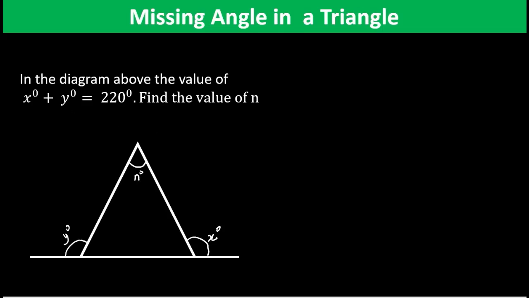We have this question. The question says that in the diagram below, the value of x degrees plus y degrees is equal to 220 degrees. Now we have to find the value of n degrees. This is where we have n degrees.